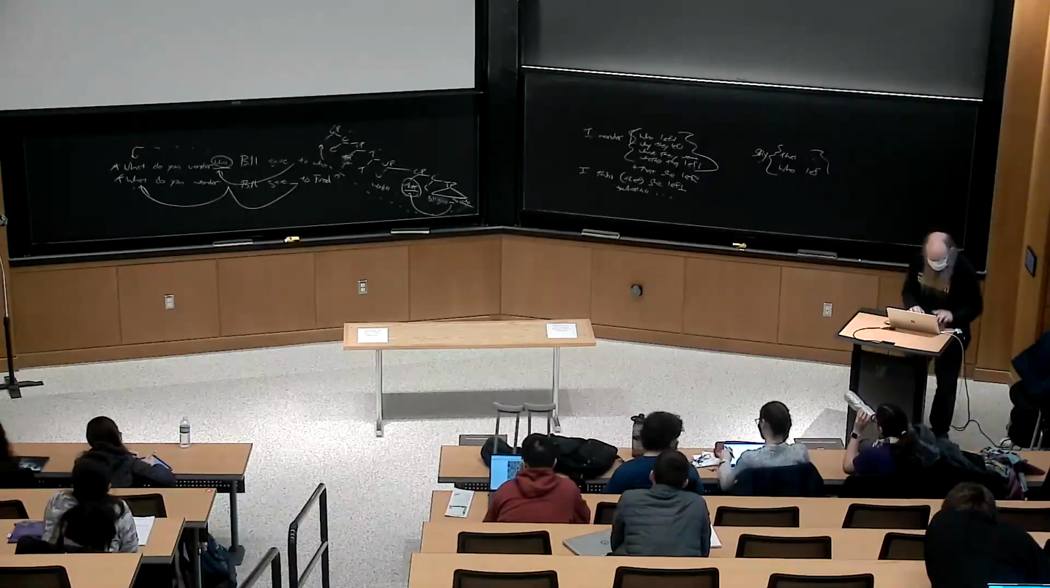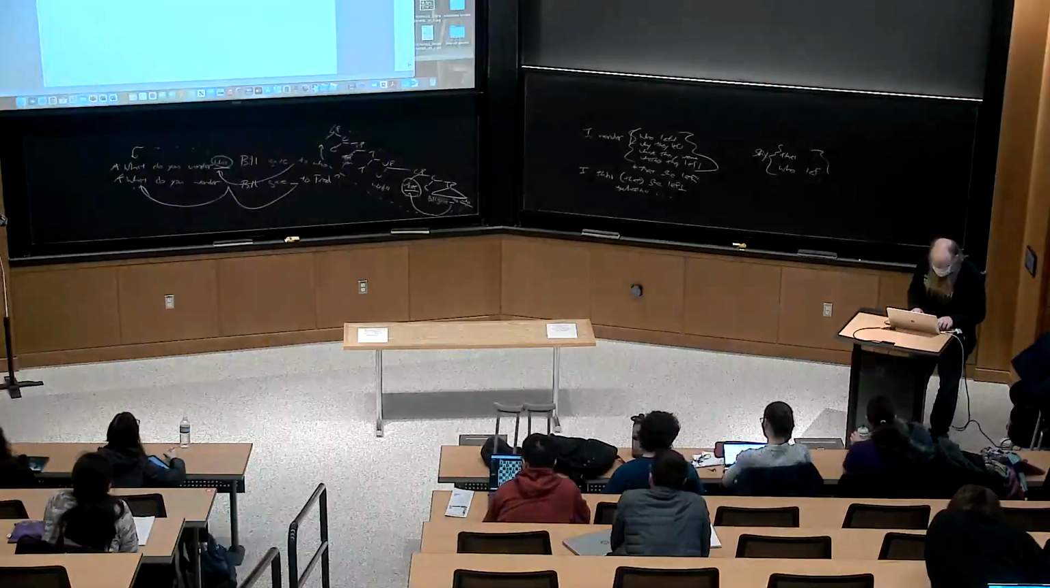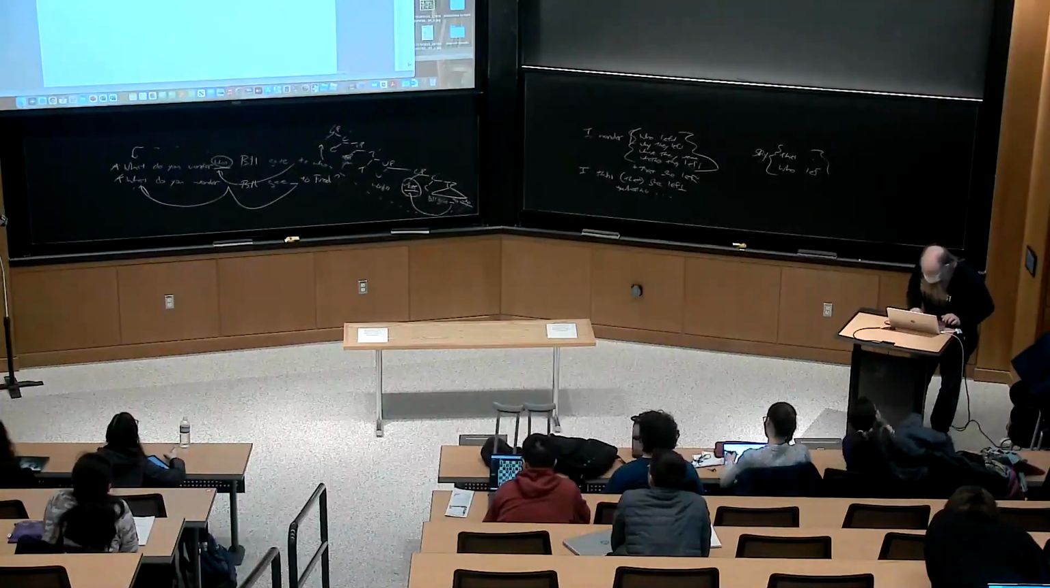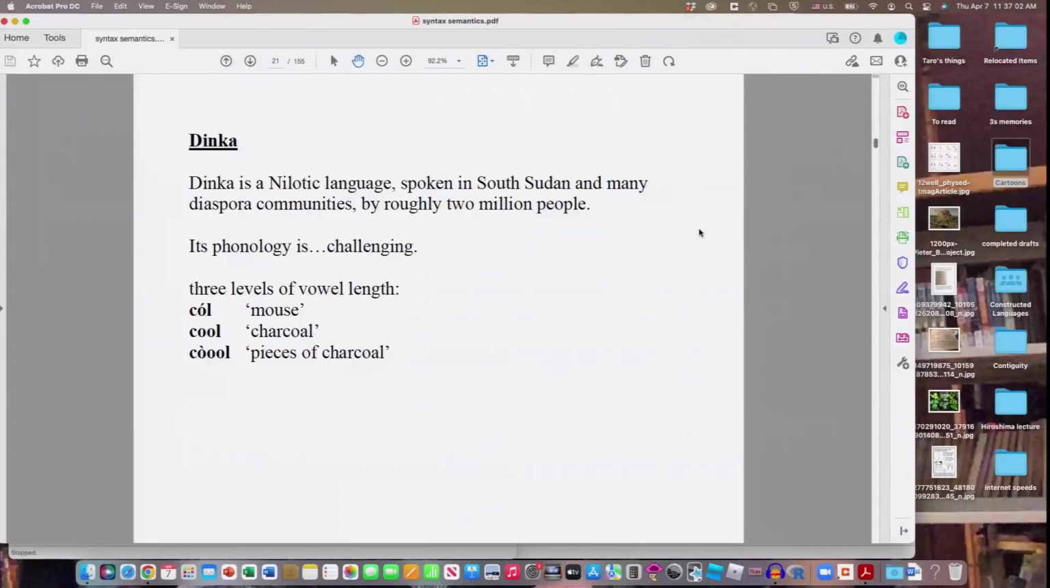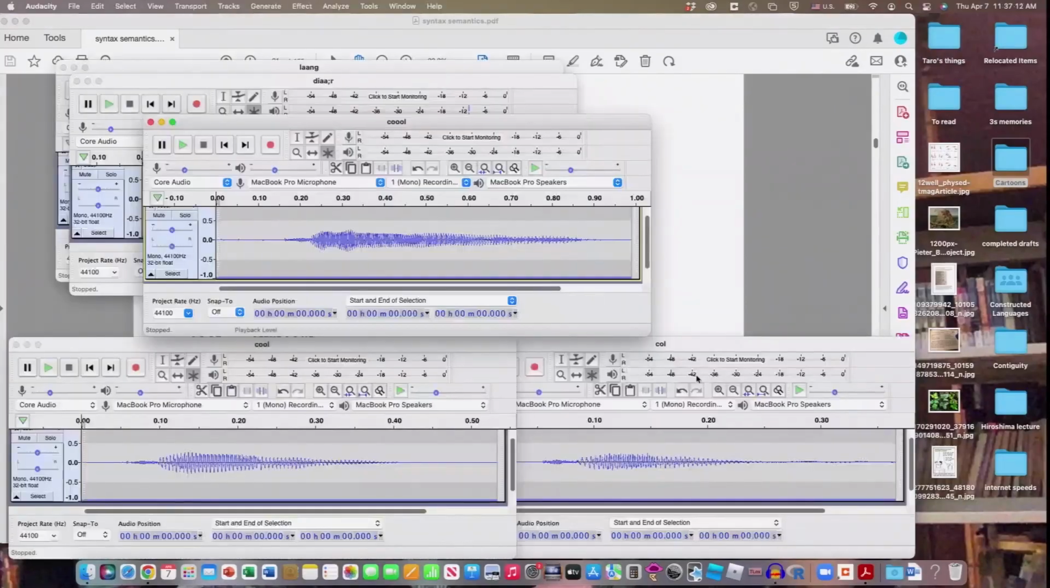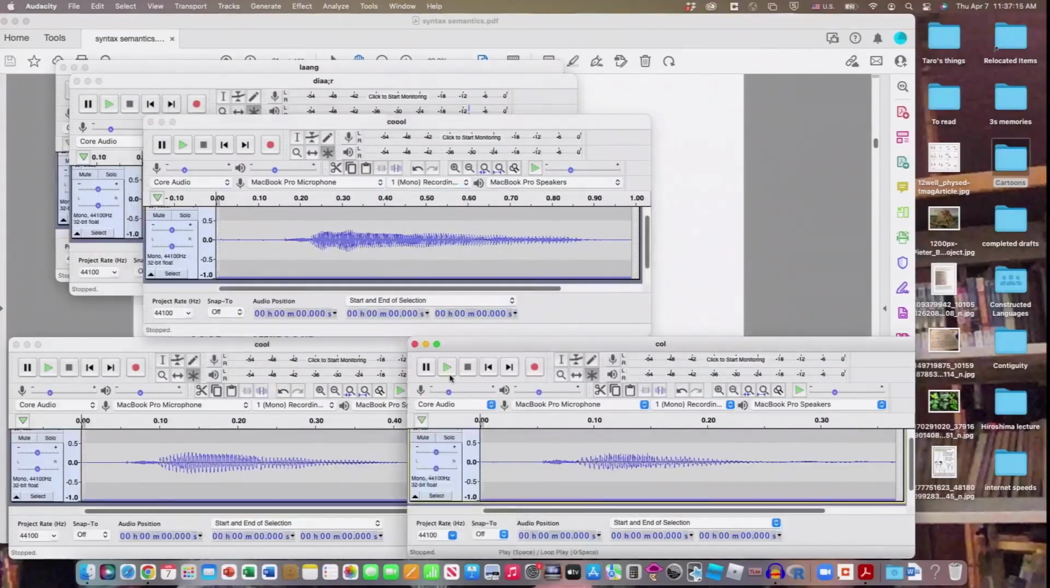So it has long and short vowels, which itself is not all that unusual, but it has 3 different levels of vowel length. So there are short vowels and really long vowels. So here are 3 minimal triples. You've got mouse and charcoal and pieces of charcoal, so the singular and plural. So here's the word for mouse. Let's see if I can play it so you can hear it. No, I can't.